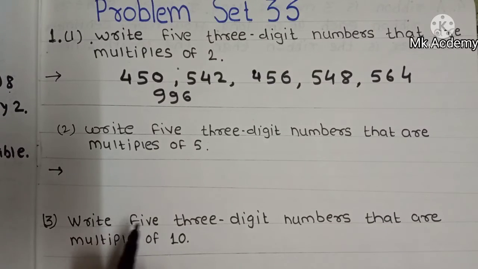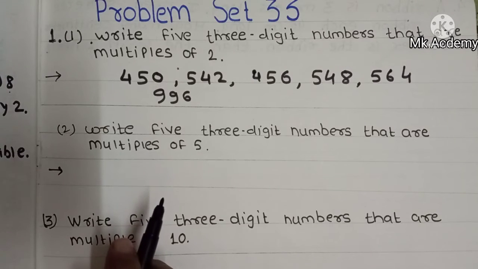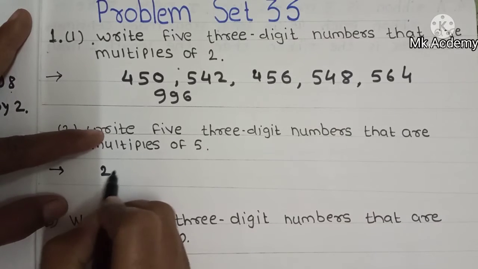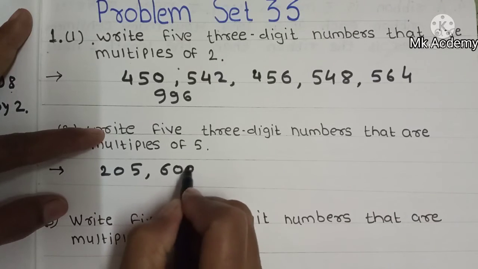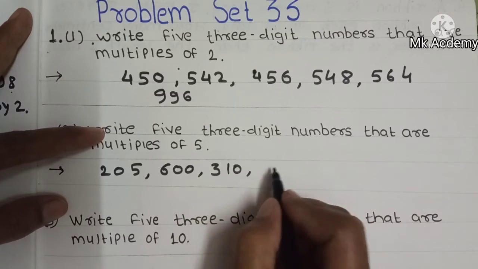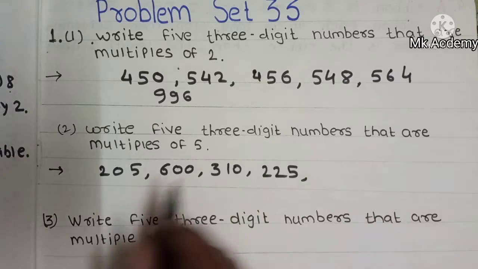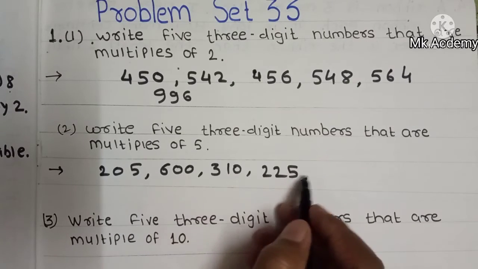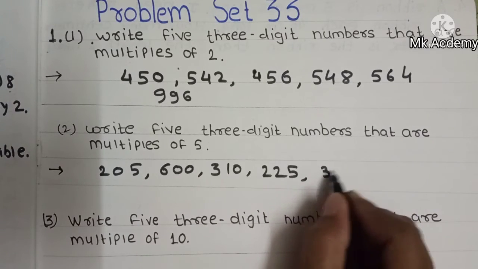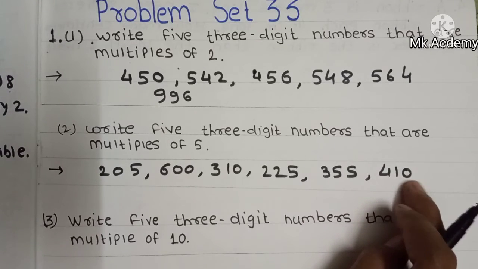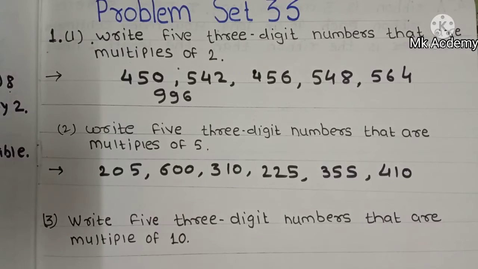Now question number 2: write 5 3-digit numbers that are multiples of 5. Multiple of 5, we know the test of divisibility by 5: at the unit place only 0 and 5, then the number is divisible by 5. We can write down 205, 600, 310, 225. Write down any 5 3-digit numbers, but remember that numbers with 5 or 0 at the unit place are divisible by 5. These numbers are divisible by 5. You can write down any 5 3-digit numbers.